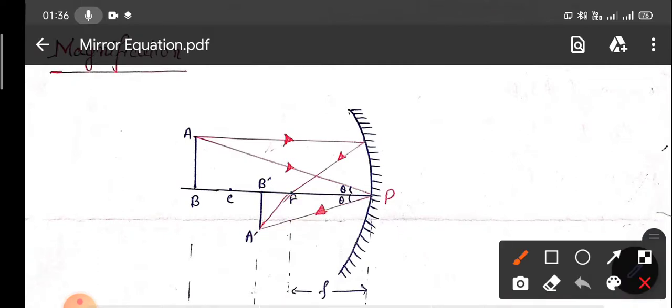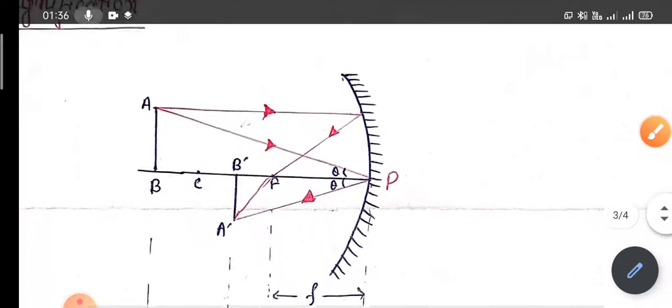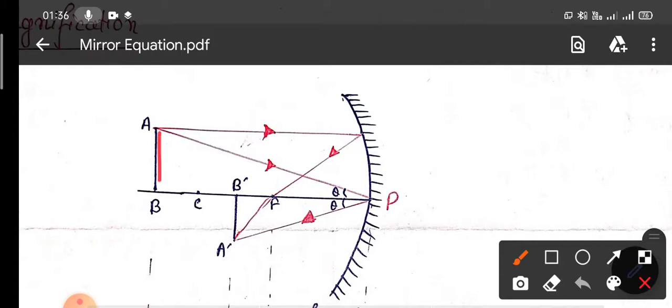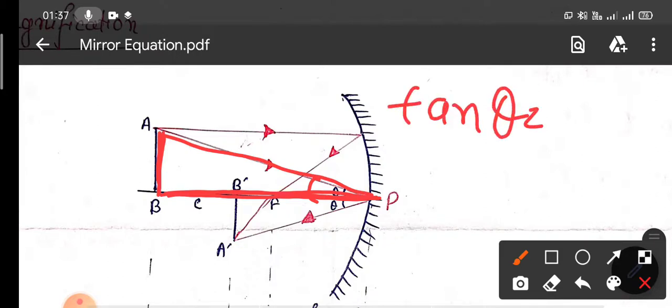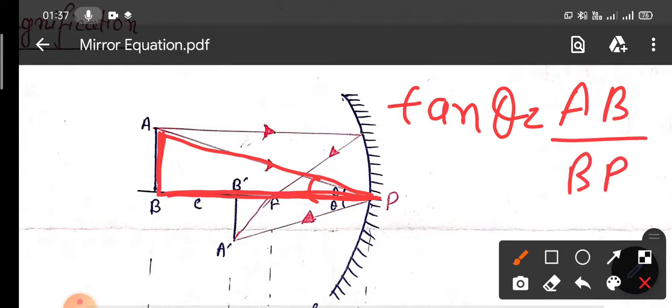Now from the first triangle ABP, AB is your perpendicular and BP is your base, and the angle is theta. So here you can write that tan theta is equal to perpendicular AB by base BP. BP is equal to the object distance U. So you can write that tan theta is equal to AB by U. This is your first equation.